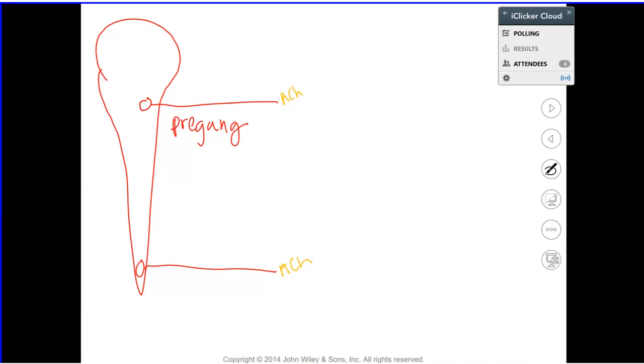Do y'all see on this list, I have blank neuron, and then I have blank type of neuron? Everyone sees that on this packet? Okay, so the name of the neuron is preganglionic. The type of neuron is cholinergic.